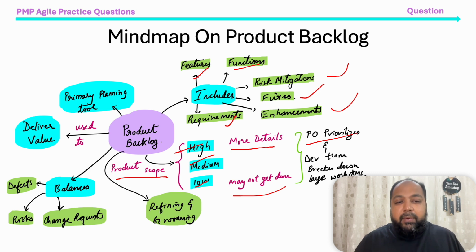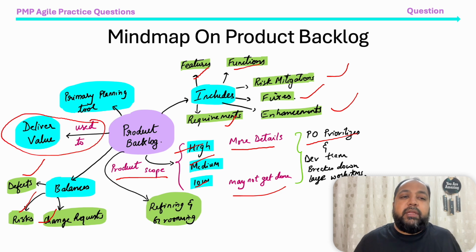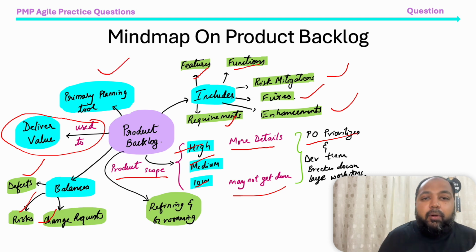How do we make the backlog better? By refining and grooming sessions. A product backlog also balances the defects, risks, and change requests. We know which one to fix when and which one to prioritize. It helps prioritization. Primarily, the product backlog is used to deliver value to the customer. Only the most important things are built. And it's also considered a primary planning tool. Those are the inputs about product backlogs.